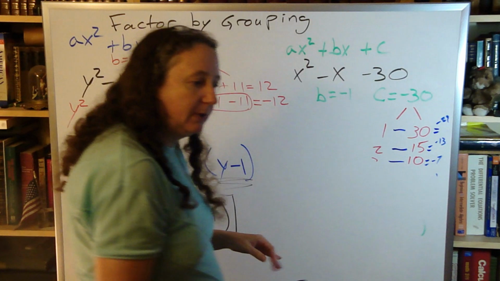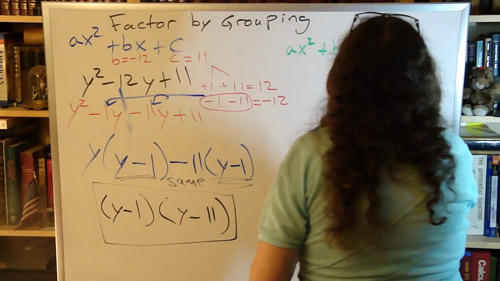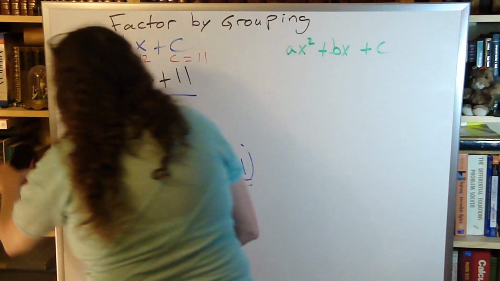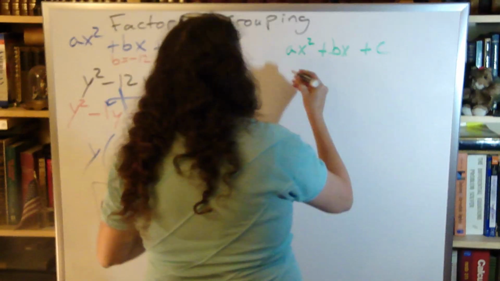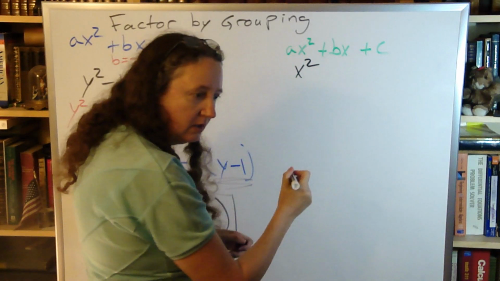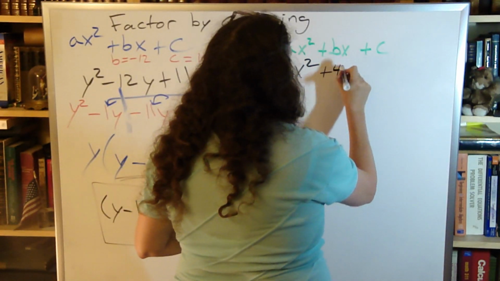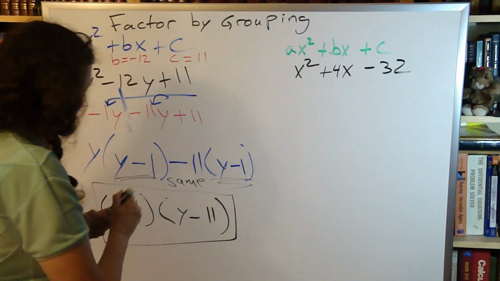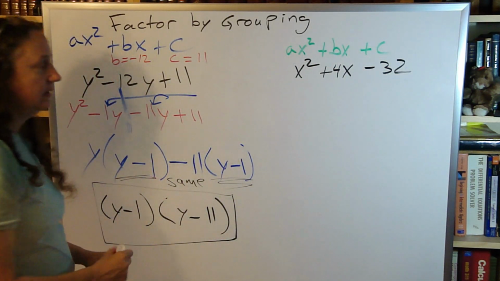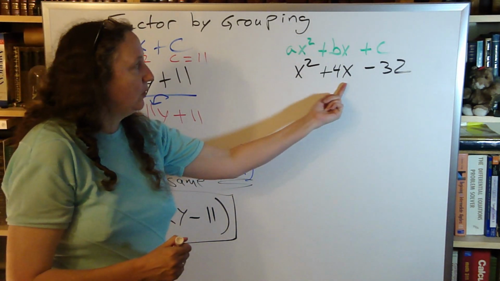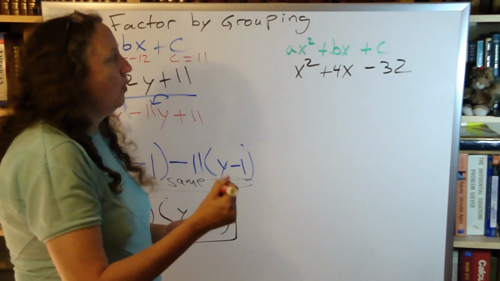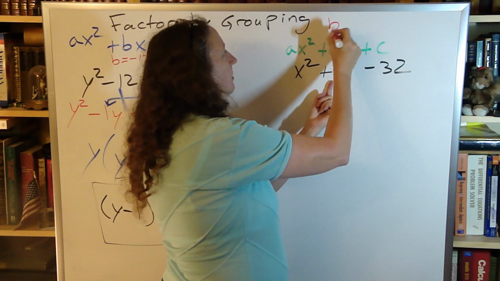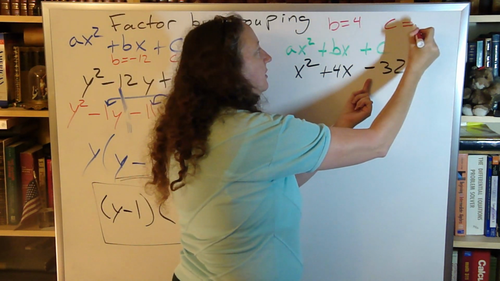Next problem, x squared plus 4x minus 32. Is it lined up, ax squared plus bx plus c? Yes. What is a, what is b, what is c? Well, we only need to worry about b and c. So b is 4, c is negative 32.